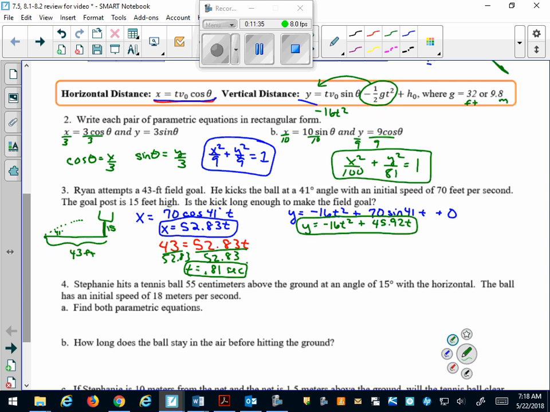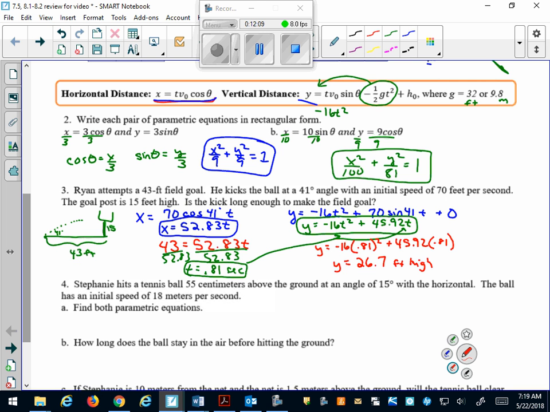What we want to do now is take that and plug it in for t here, because plugging it into the y equation will tell us how high the ball is at that many seconds. So when we plug this in for t, we get y equals negative 16 times the 0.81 squared, plus 45.92 times 0.81. When we do this out, we get that y equals 26.7 feet high.